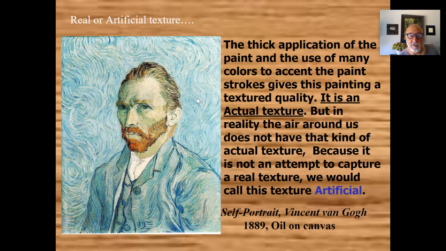This, on the other hand, is an artificial texture. Van Gogh, again, created this painting, a self-portrait of himself. The air around him is filled with swirls and aggressive, thick brush strokes so that if you were to reach out and touch it, you could feel the swirling brush strokes going around him. This again is an actual texture. You can feel it. But it is not a real texture because air does not in reality feel like that. That is not the real texture of air. Van Gogh created this out of his own imagination. When an artist creates a texture from their imagination, something outside the real world, we would call this an artificial texture.